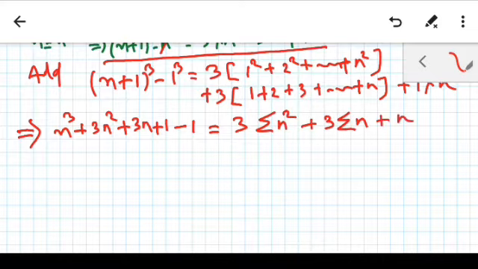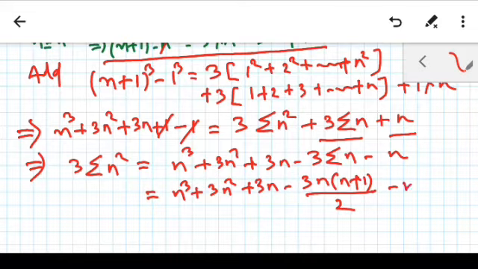So 3 summation of n square is given by, you bring these two terms to the left hand side. This will be n cube plus 3n square plus 3n minus 3 summation of n minus n. That is equal to n cube plus 3n square plus 3n minus 3 n whole into n plus 1 divided by 2 minus n. So here I have to do a bit of trick.